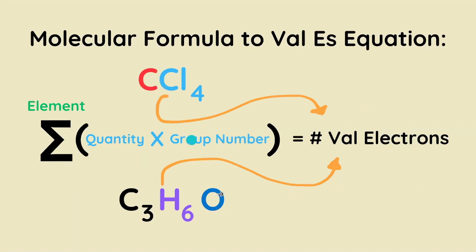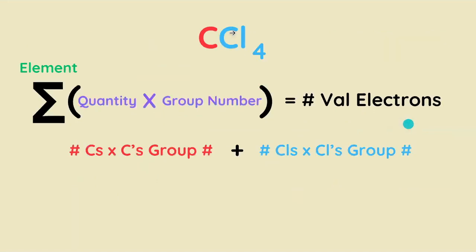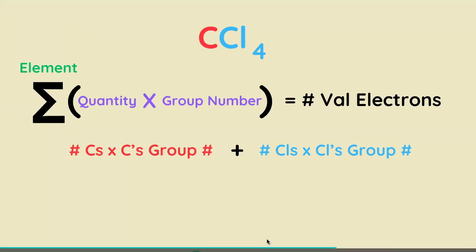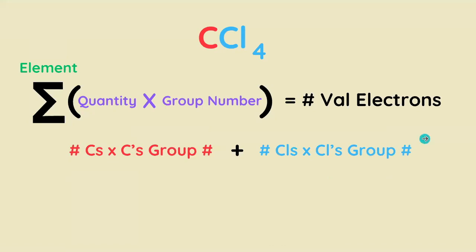This is the equation we use to go from molecular formula to the number of valence electrons that molecule has, and although it looks confusing, I promise you it's actually pretty simple. Let's look at CCl4. This equation tells us that for each element, we have to take the quantity or number and multiply it by whichever group that element belongs to on the periodic table. Specifically, we take the number of carbons and multiply it by carbon's group number, and we also take the number of chlorines and multiply it by chlorine's group number.